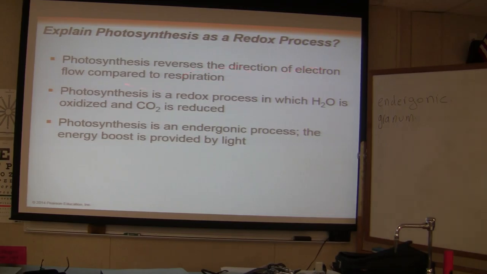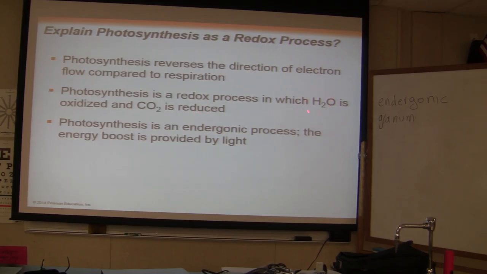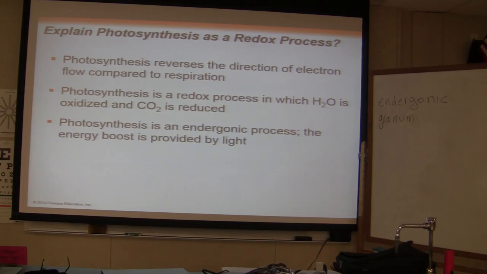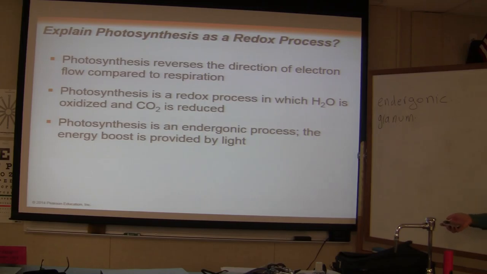Photosynthesis reverses the direction of electron flow compared to respiration. Photosynthesis is a redox process in which oxygen is oxidized and carbon dioxide is being reduced. I said it the other way around, I'm sorry. Water is being oxidized and carbon dioxide is being reduced. But for cellular respiration, what is being oxidized? I just said it. Glucose molecule in cellular respiration is being oxidized, okay? So water is being oxidized and carbon dioxide is being reduced in photosynthesis.